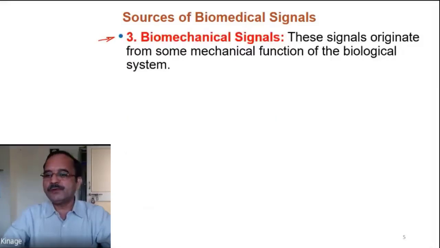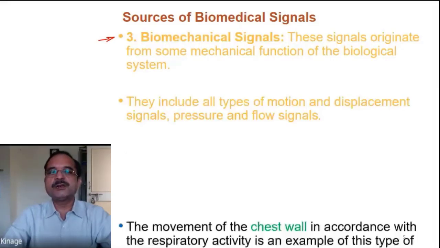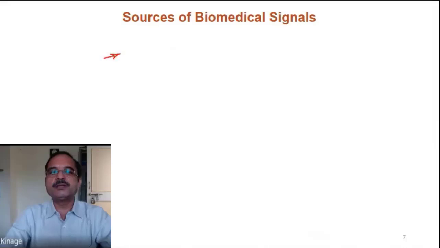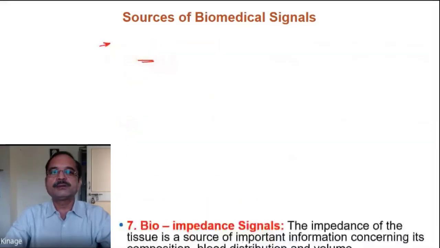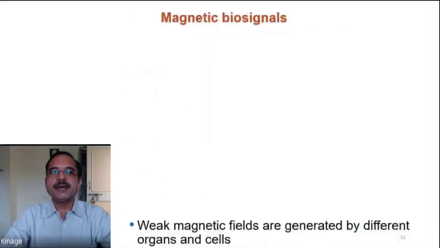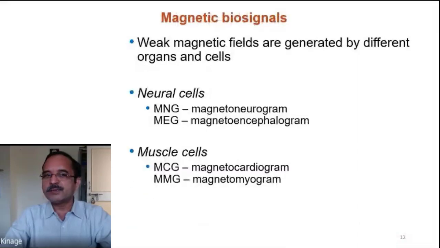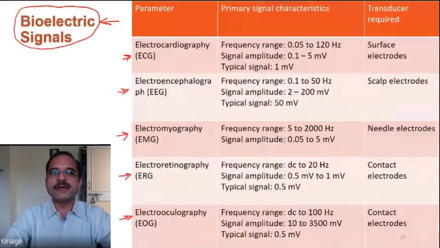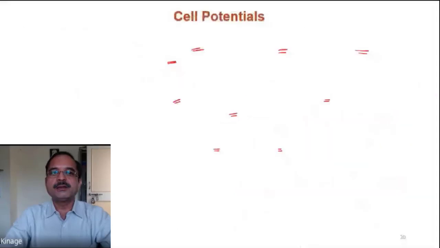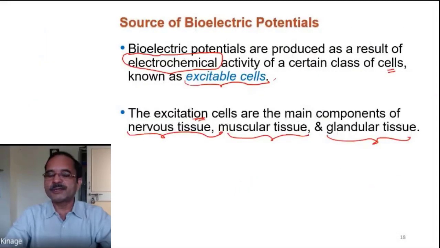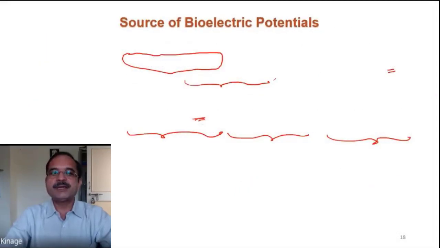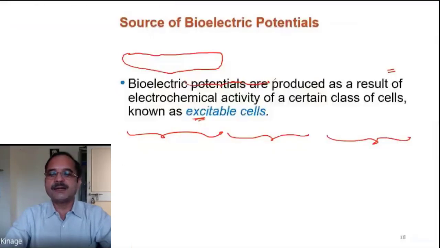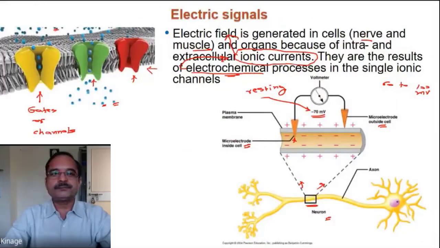So last time we were discussing the sources of biomedical signals. We have seen all these types of sources of biomedical signals, and we discussed the action potential. What do you mean by action potential? There are some excitable cells. When the cells are excited, the potential is induced, and that can be measured. That is what we have discussed here.